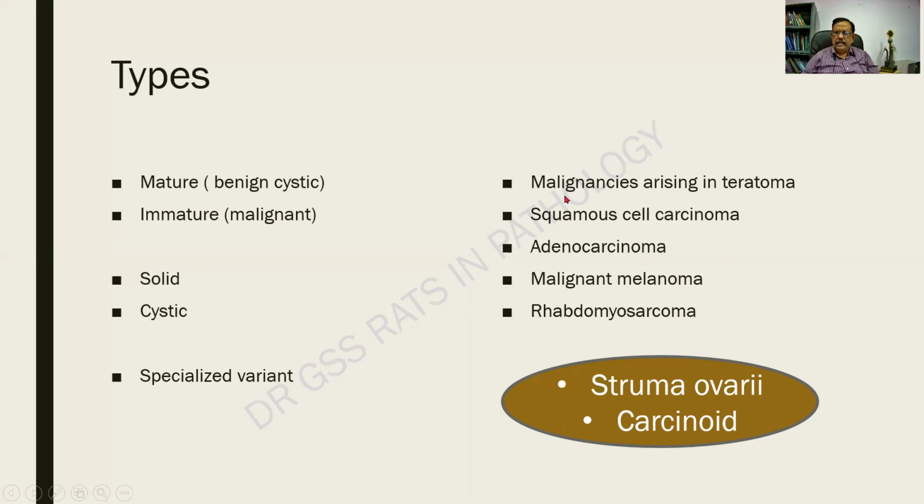And finally, there are the malignancies arising in a teratoma. This includes a squamous cell carcinoma, an adenocarcinoma, malignant melanoma, rhabdomyosarcoma. All these malignant tumors can arise from a teratoma. So please have this in mind.